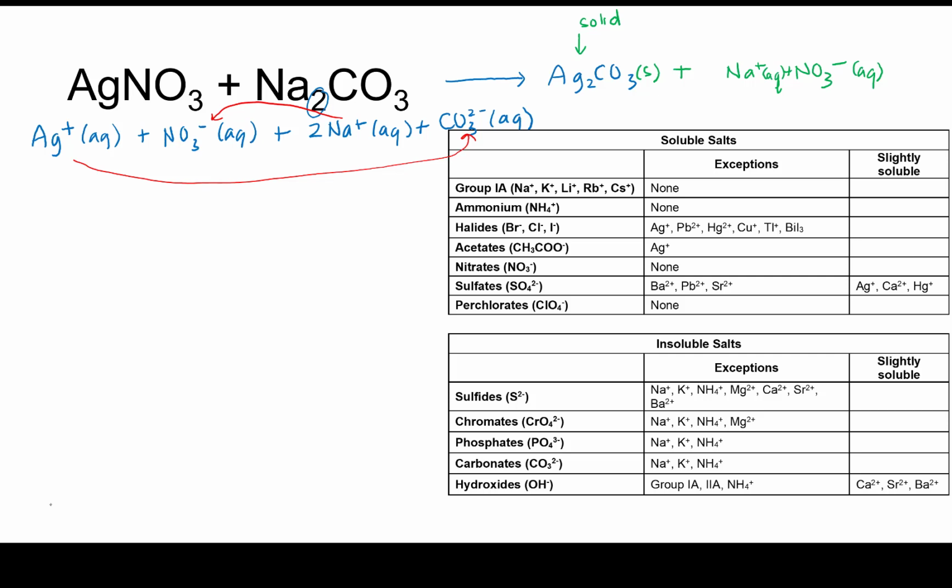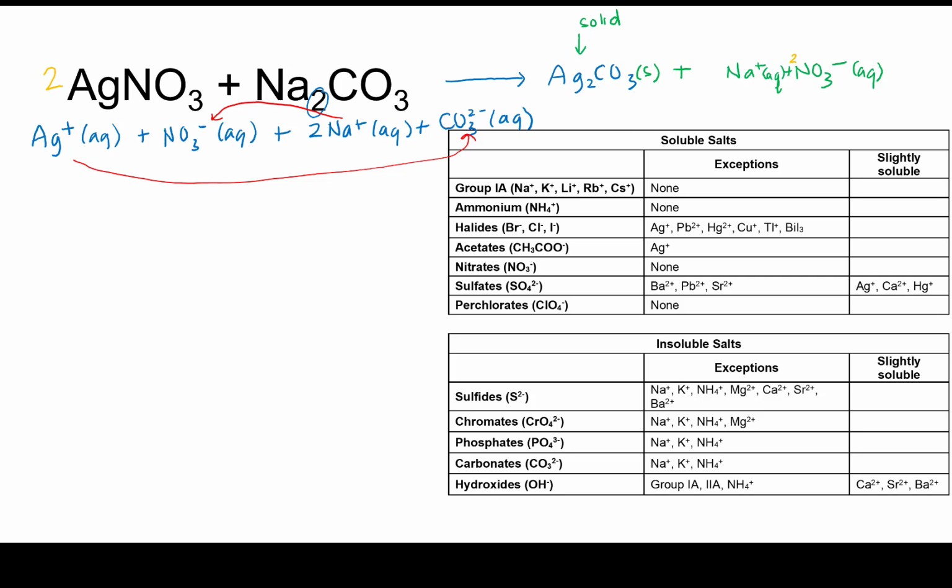The other thing I need to do is balance my equation. So in the front half, I had silver nitrate and Na2CO3. In the products, I have 2 silvers, so I need to add a 2 in front here. And that means I have 2 nitrates, so I have to balance this with 2 NO3. So that's how I would balance my equation.